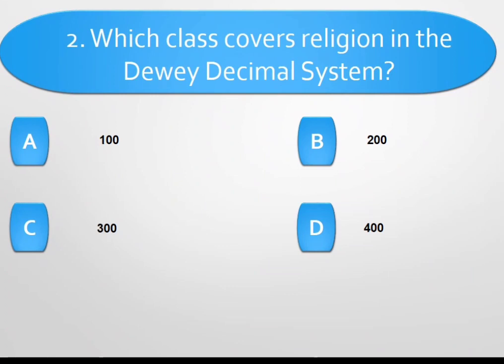Second question, which class covers religion in the Dewey decimal system? A 100, B 200, C 300, and D 400. I think religion belongs to 200. B is the right answer.